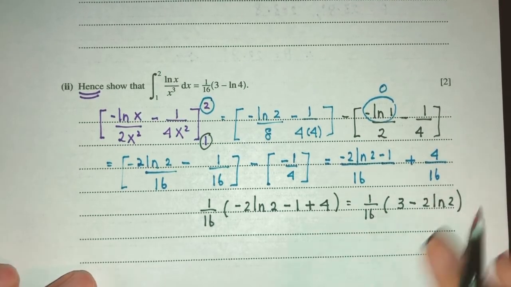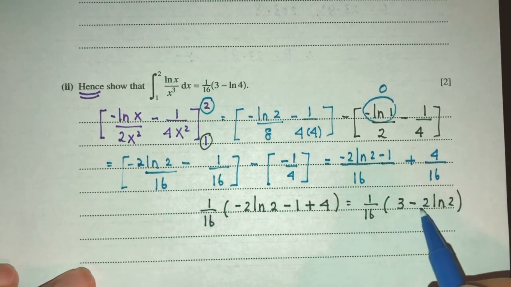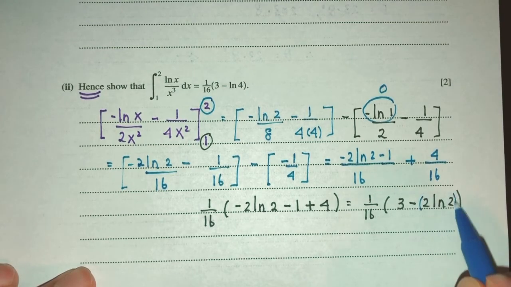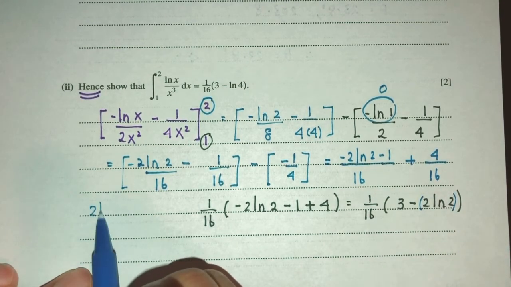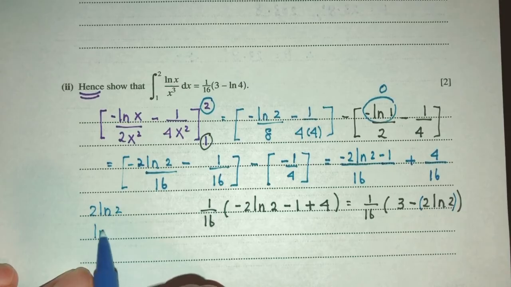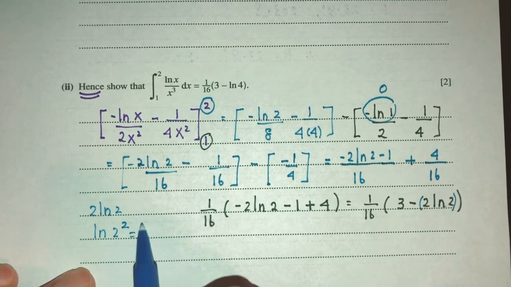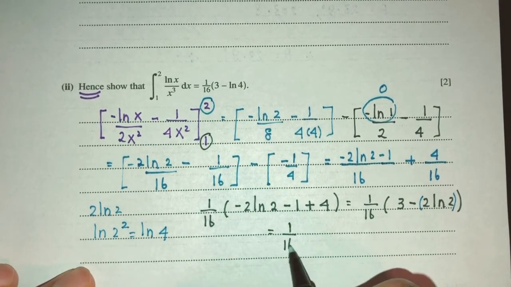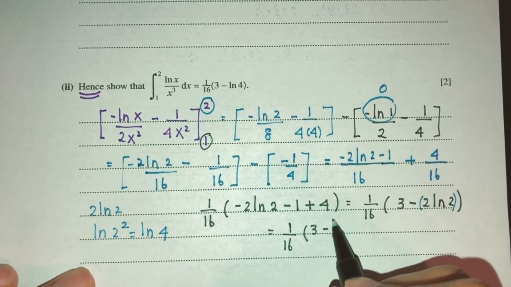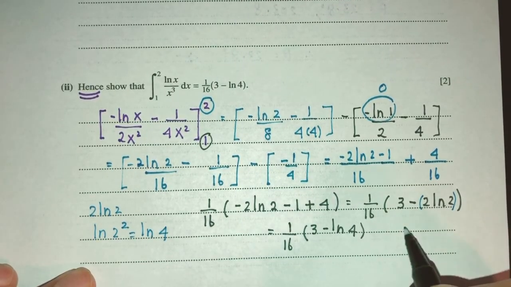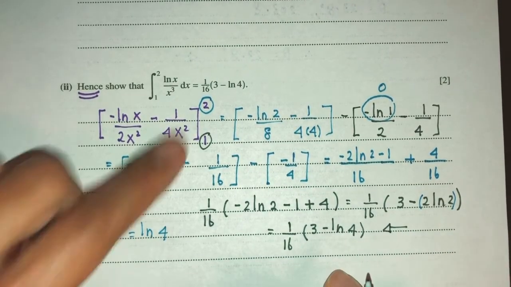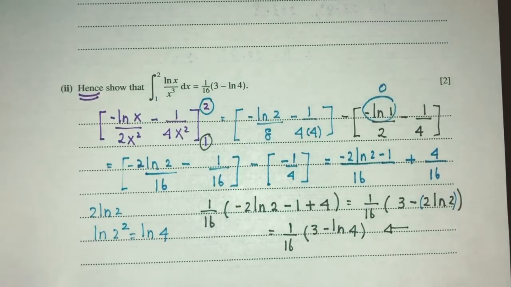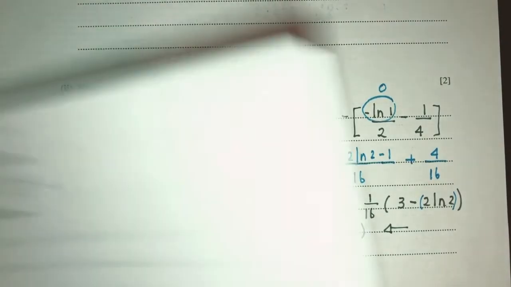Okay, so now if you observe, what is this one? What is 2 ln of 2? So 2 ln of 2 is simply ln of 2 power 2, which is ln of 4. Okay, so just replace this back. You will have finally that is 1 over 16 times 3 minus ln of 4, and this is shown as required. Okay, and that will be your question number 3.